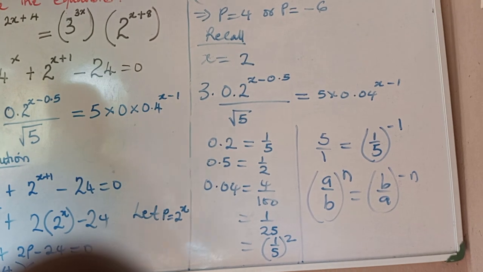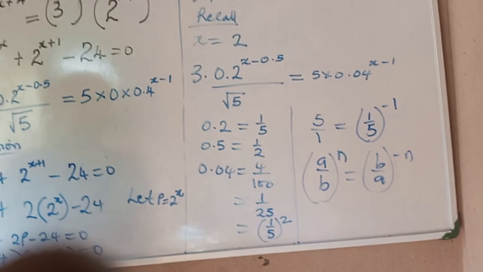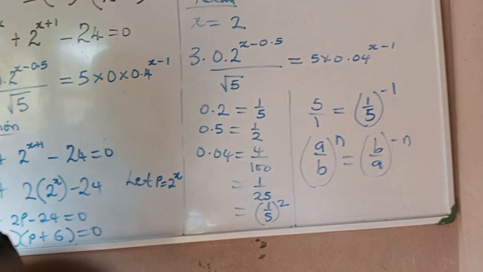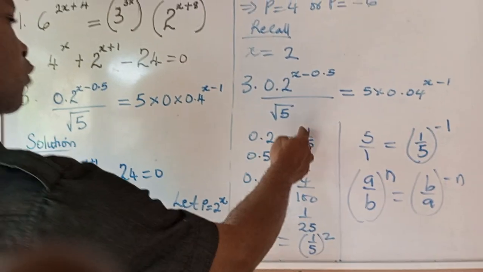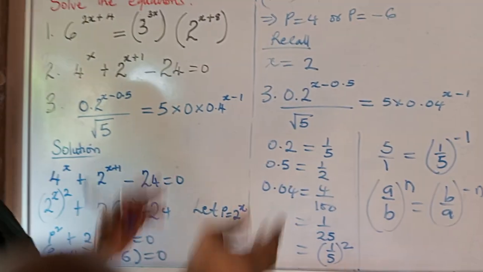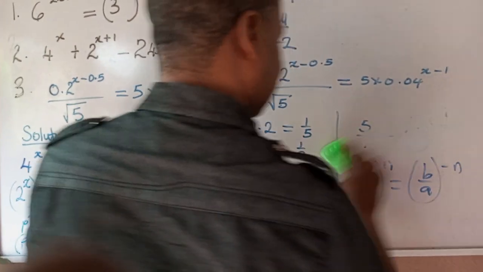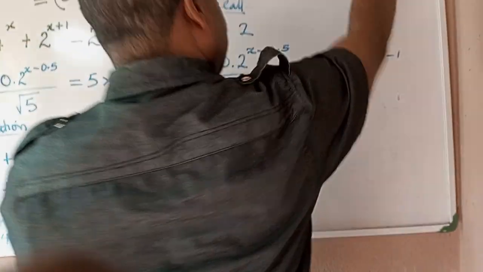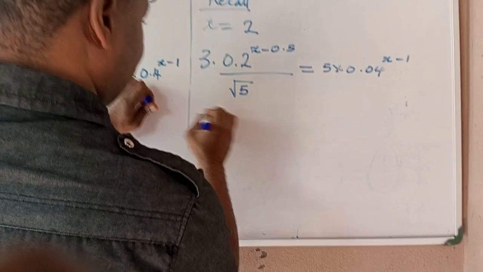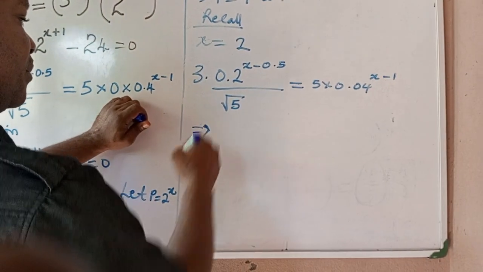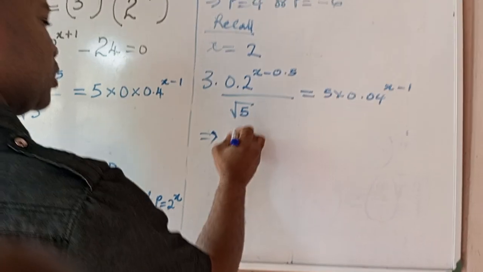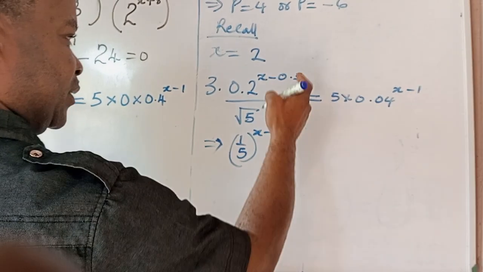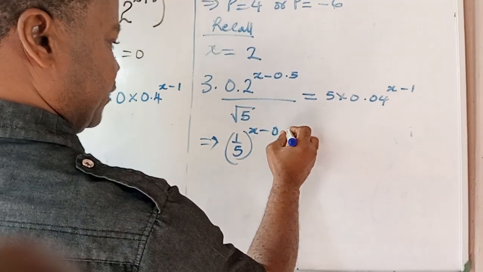So with that in mind, we can now substitute each of these and make all the terms of this question to have a base of 1 over 5. Let's try that and see how it looks, because this will make the question look so beautiful and will make the solution very easy for us. So we can solve this by expressing 0.2 as 1 over 5. Then we have x minus 0.5.